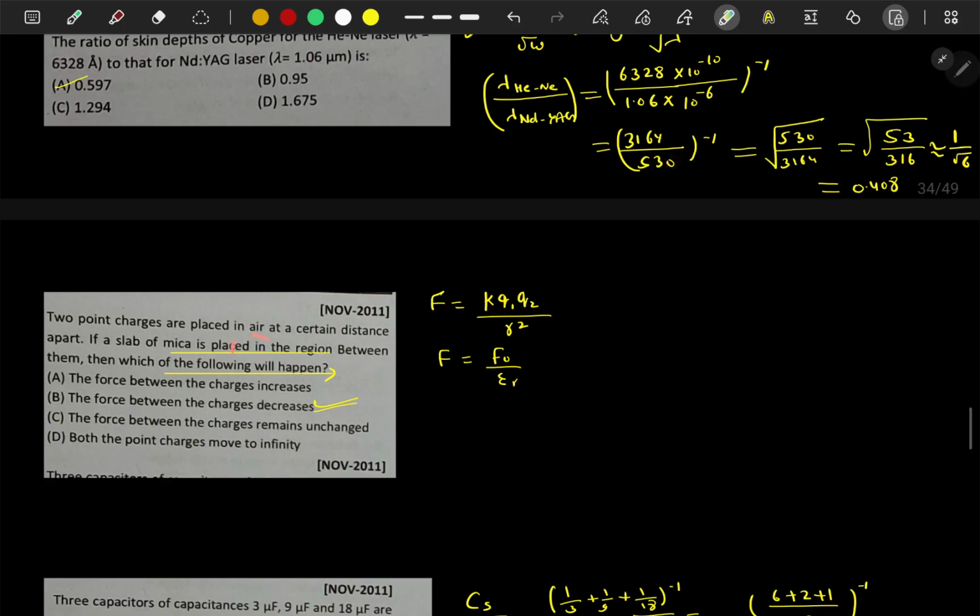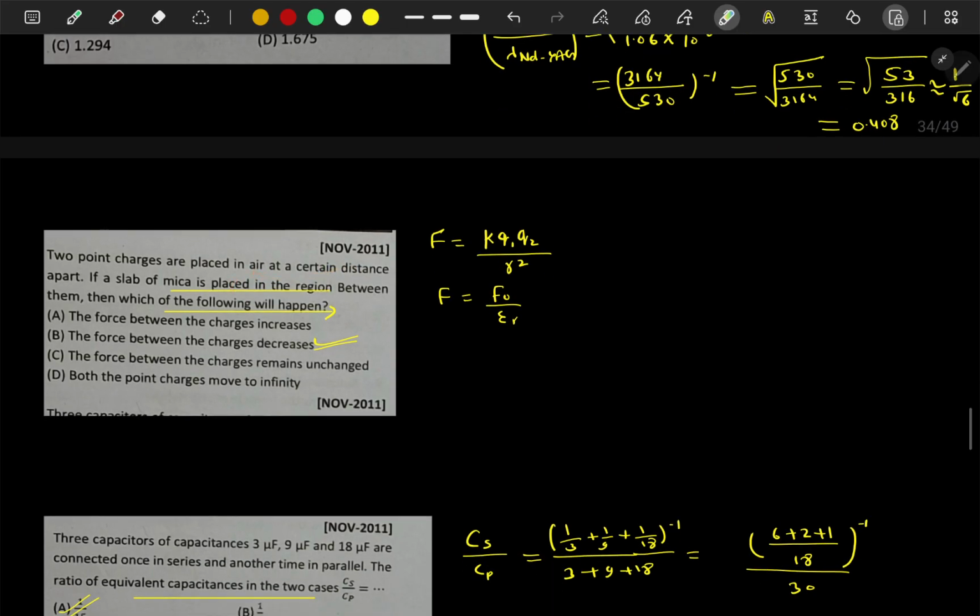Two charges are placed in air at a certain distance apart, and a slab of mica is placed in the region between them. Then which of the following will happen? The force between the charges increases, or the force between the charges decreases. Right? So we know that the force in a medium will be 1 by epsilon r times the force in vacuum. So it will be decreased by 1 by epsilon r.